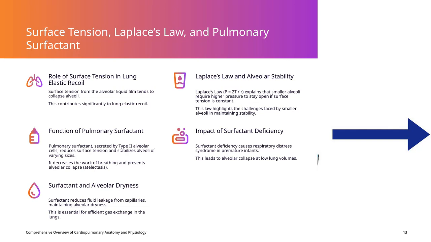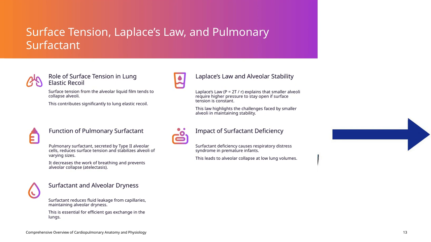Surfactant plays a crucial role in reducing fluid leakage from the capillaries, which helps keep the alveoli dry. This dryness is essential because it allows for efficient gas exchange, ensuring that oxygen and carbon dioxide can move freely between the lungs and the blood. When surfactant is deficient, as seen in premature infants, it can lead to respiratory distress syndrome. Without enough surfactant, the alveoli tend to collapse at low lung volumes, making it much harder to breathe and oxygenate the blood properly.